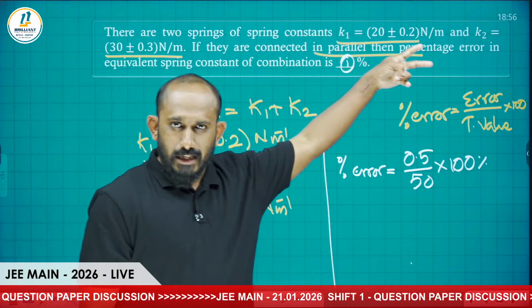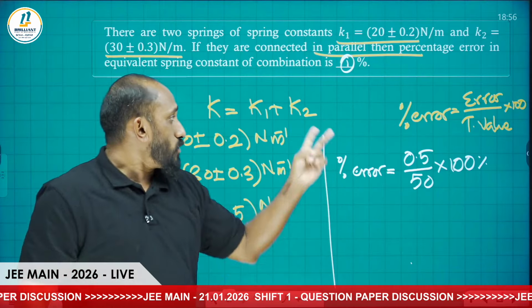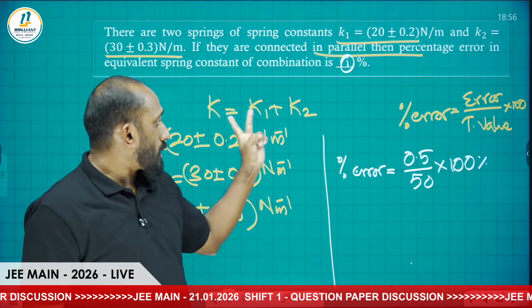Here two spring constants are given, then add in parallel. So you have to get the effective value, then find the percentage error. Hope it is clear. Let's go to the next question.